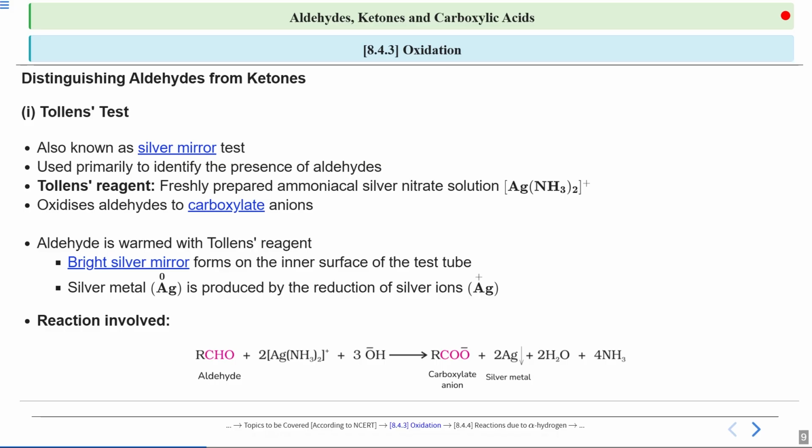So you need to remember, when you react an aldehyde with Tollens reagent in the presence of a basic medium, you get a carboxylate anion, and you get a silver metal which precipitates as a silver mirror.